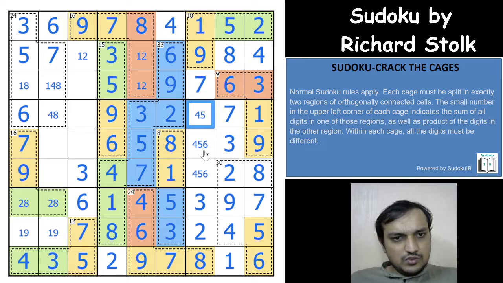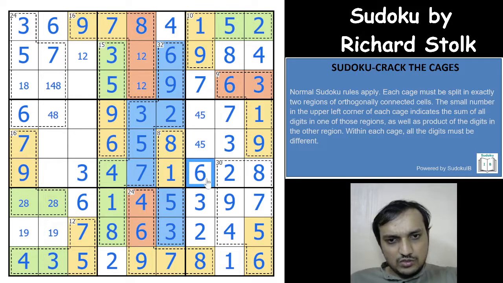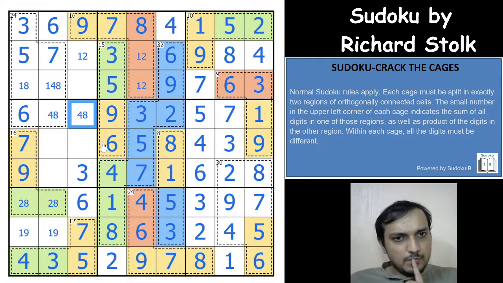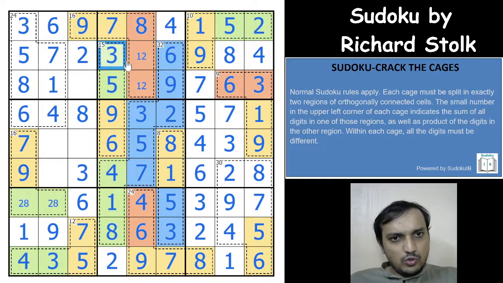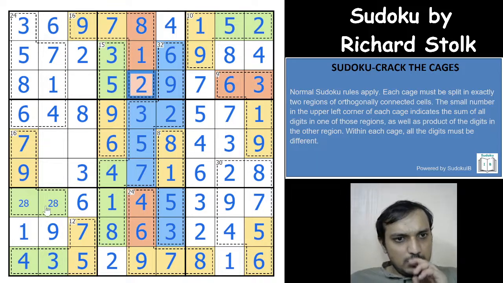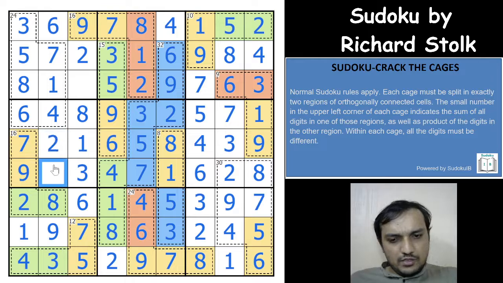Eliminate 6 from this cell, 6 from this cell. So this cell is a 6. 4 and a 5. These 2 digits are 4 and 8. This is 1 and a 9. It would have to be 8, 1 and 4, 8, 2, 1 and a 2 here, 2 and an 8 here, 1, 2 and a 5 here, and this cell would have to be 4.